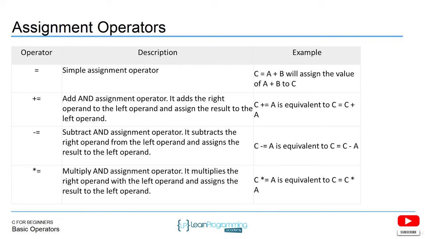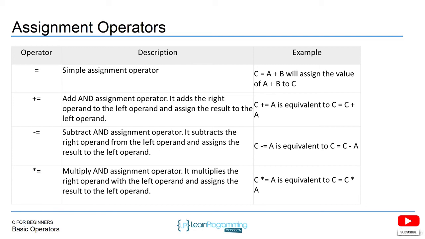Now there are these compound operators where you can do plus equals, or minus equals, or star equals. Plus equals is where you add and assign. So it adds the right operand to the left operand, and then it assigns the result to the left operand. So you could say C plus equals A, and that's the same as saying C equals C plus A.